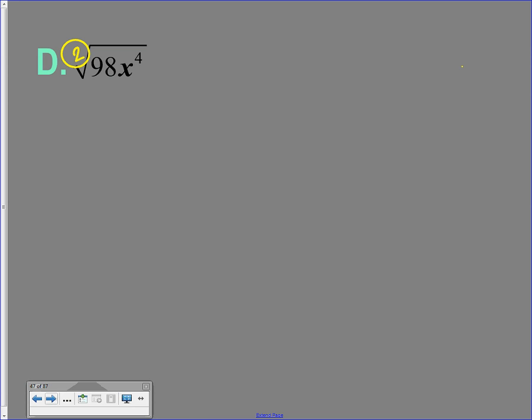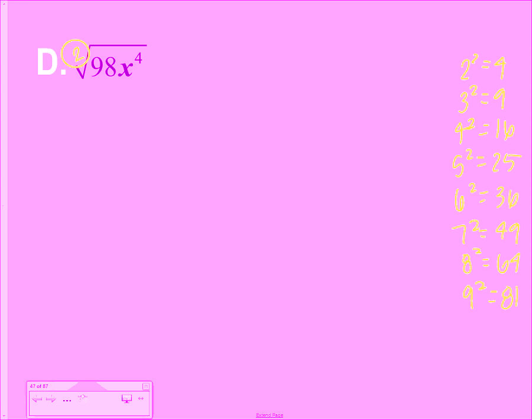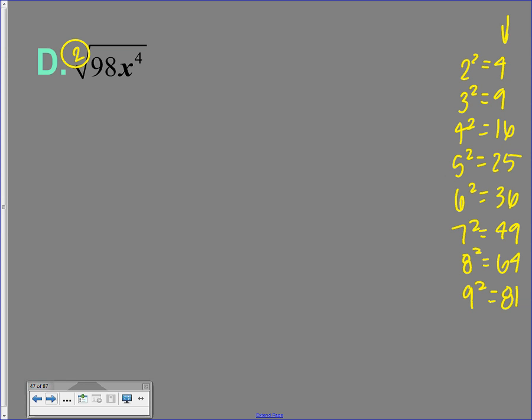So I know that 2 squared is 4, 3 squared is 9, 4 squared is 16, 5 squared is 25. Sorry, I went one too many there. 6 squared is 36. 7 squared is 49. 8 squared is 64. And 9 squared is 81. These are all of my perfect squares. And the reason I made them all 2's was because of this 2 over here. And I want to know which one of these answers breaks down 98 evenly.